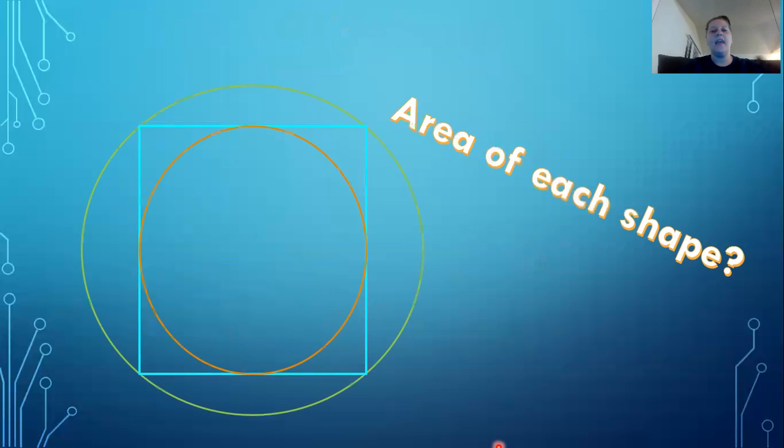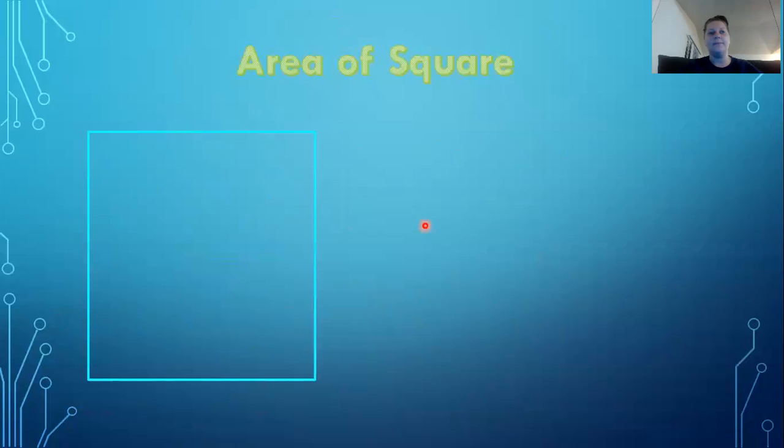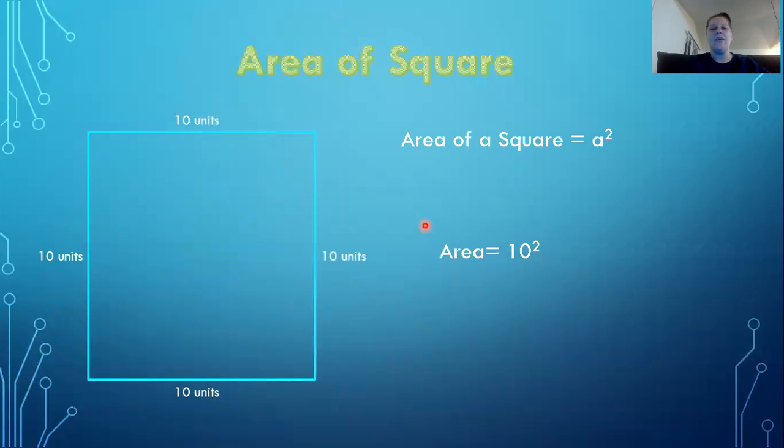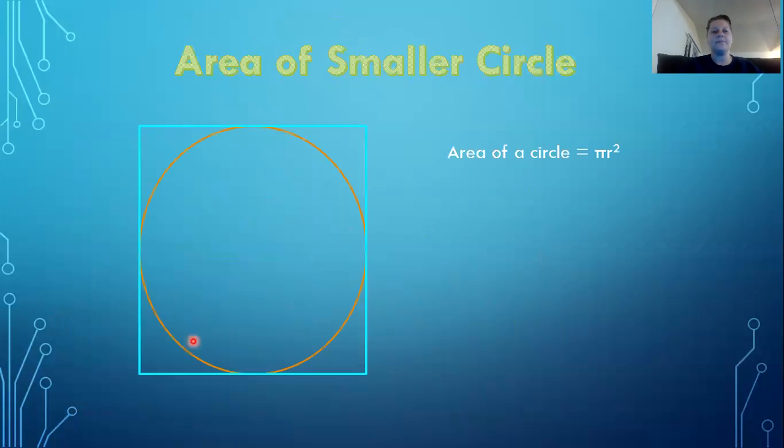Now we want to find the area of all of these shapes. How are we going to do that? We see we have a big square, a big circle, a tiny circle, and then a square in between. How are we going to find the area? Now we are given the units for the square, which is 10 units on each side. So to find the area of a square, it's just the sides squared. So area equals 10 squared. So the area of our square is 100.